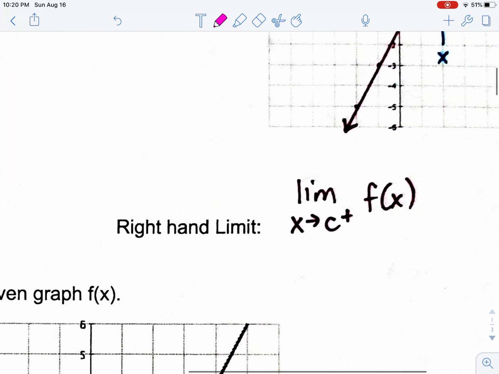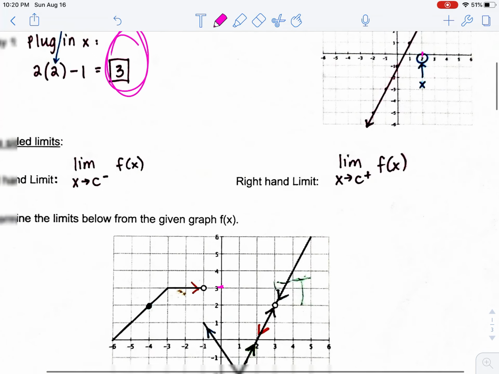Okay, the other one is a right-hand limit, and that is the limit as x approaches c from the right of f of x, right? We just have a little plus sign after the c to indicate the right side of the x value. And that's really all the minus and the plus sign mean. Now we have to figure out how to use them.